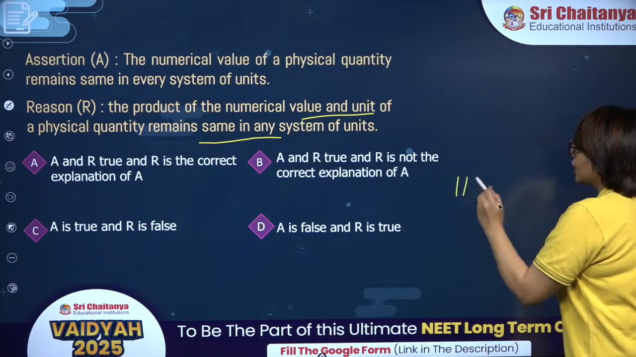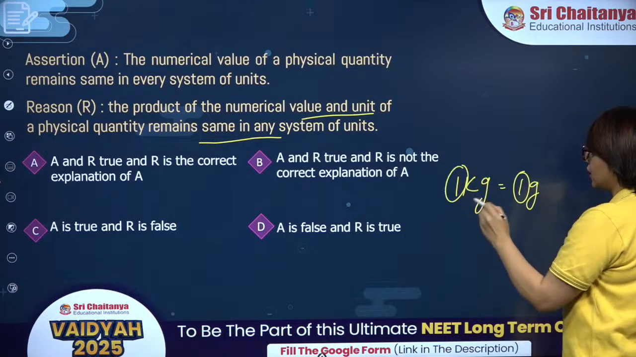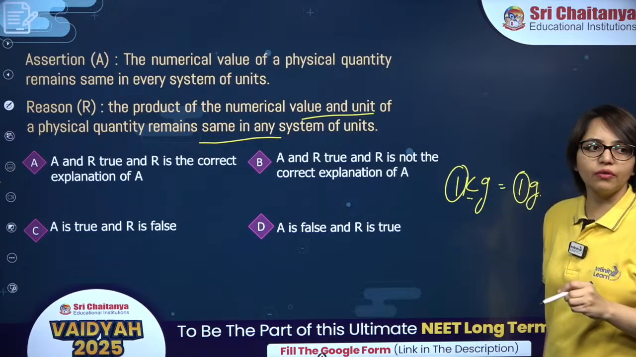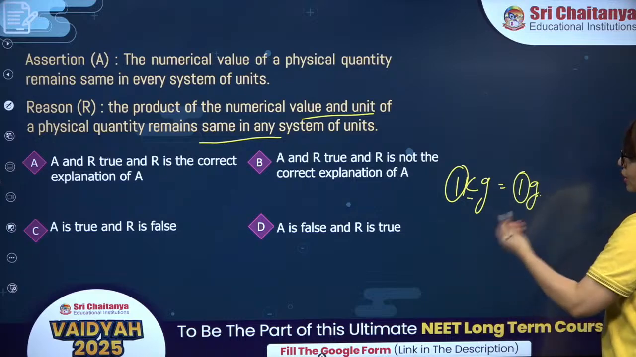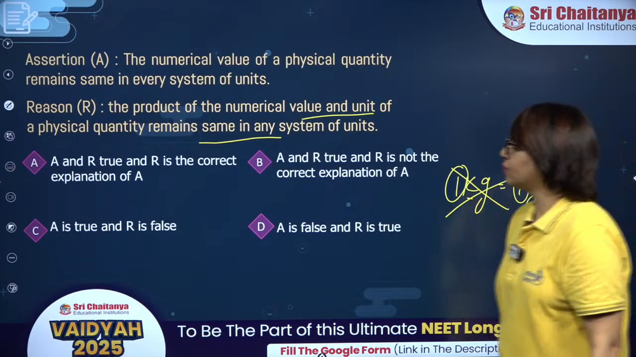So that means 1 kilogram should be 1 gram. Numerical value is not changing even though you are changing the system of unit, which is not true, right? 1 kilogram is 1000 gram. So this is not true. So assertion is false, beta.